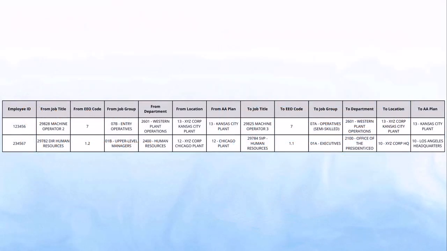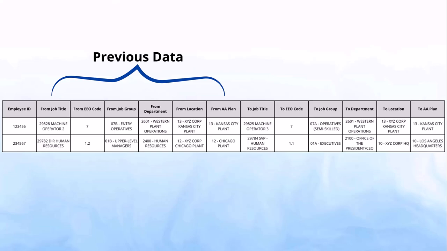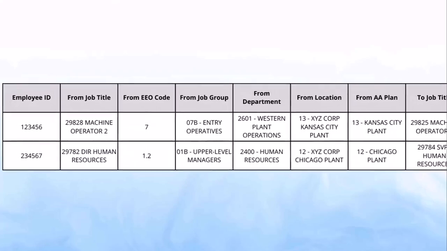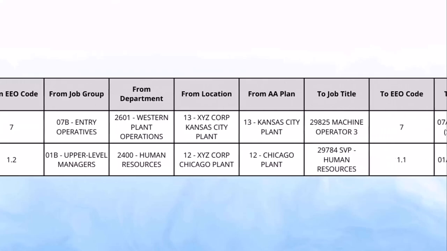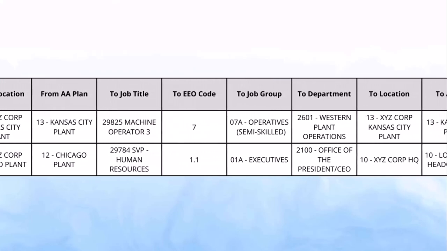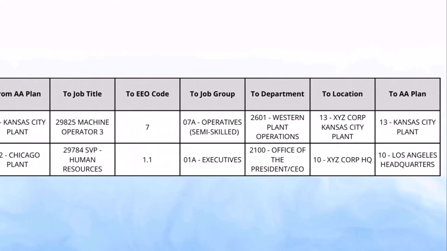Additionally, within your promotions and transfers data, you need to ensure that all records have the data associated with the role prior to change and current role on one record line or row. You should have the job title, EEO category, job group, department, location, and other key data fields for the individual, both before and after their promotion or transfer.